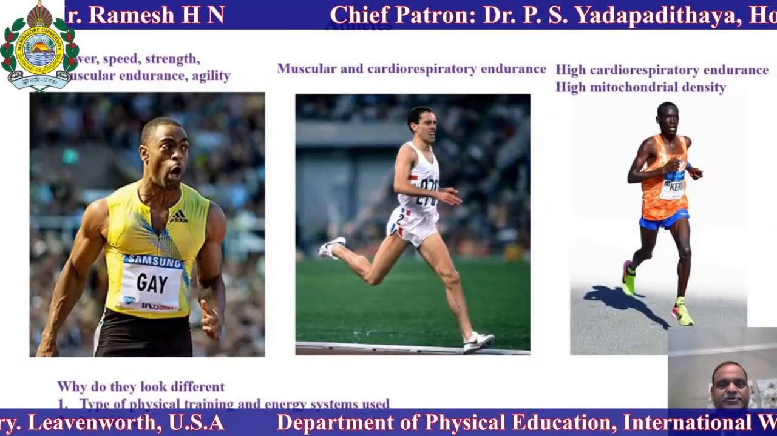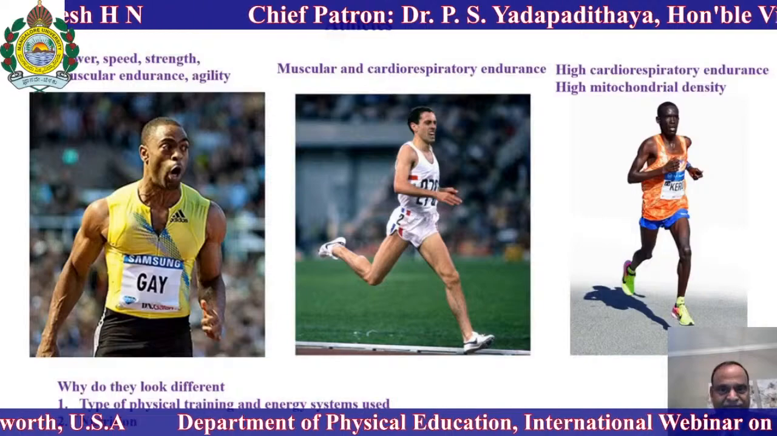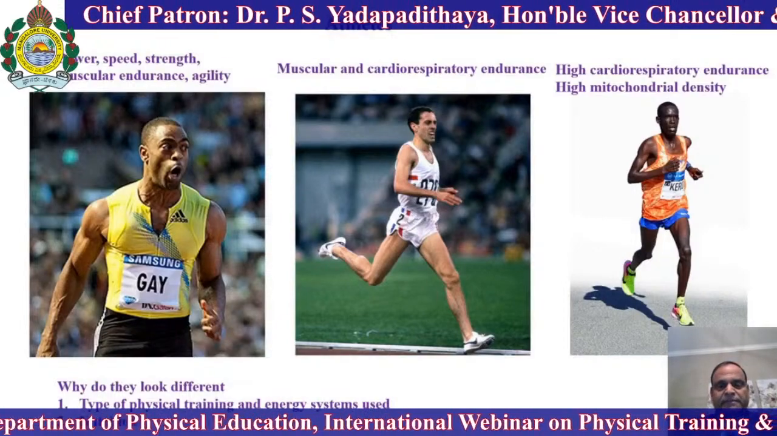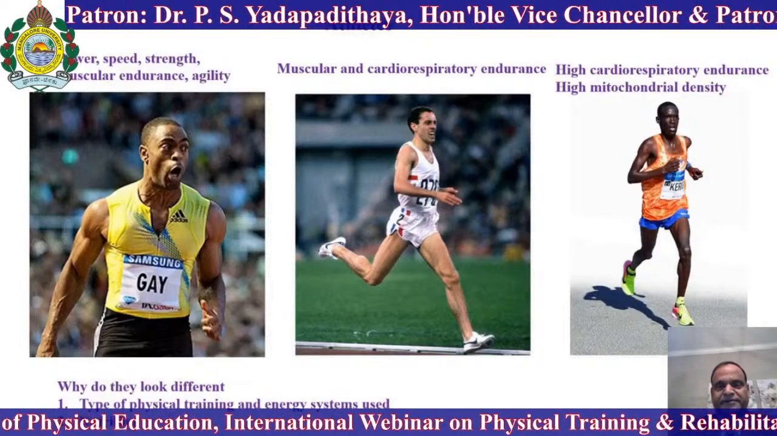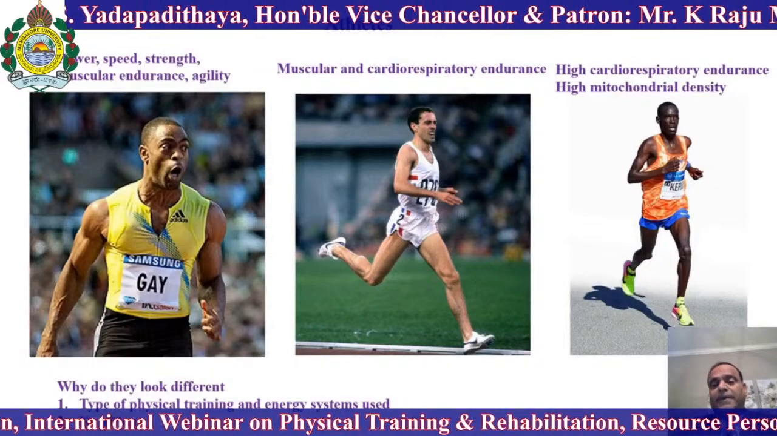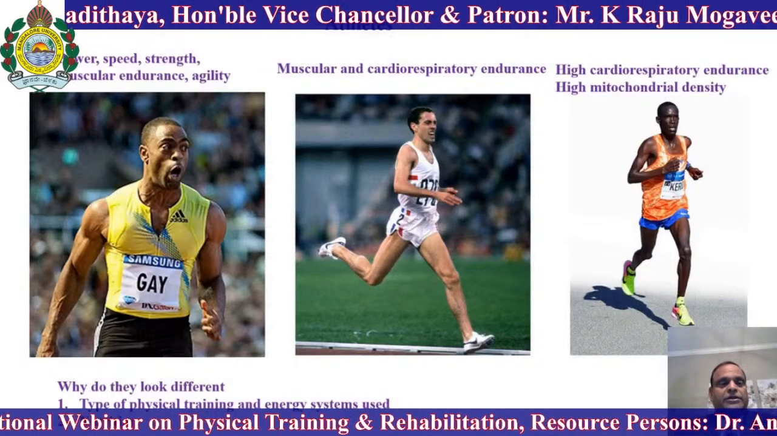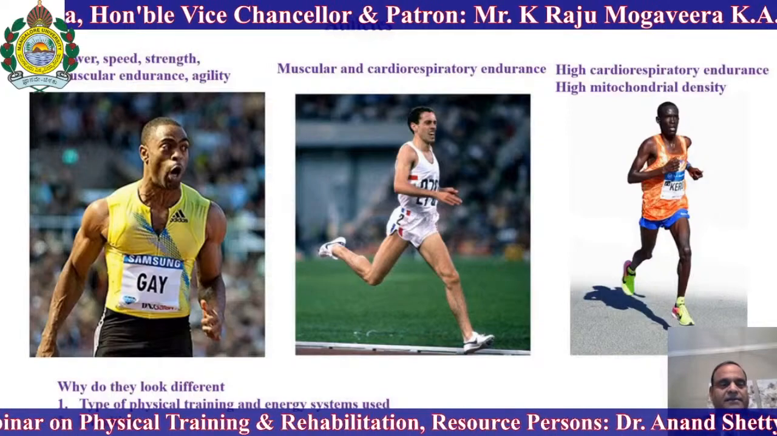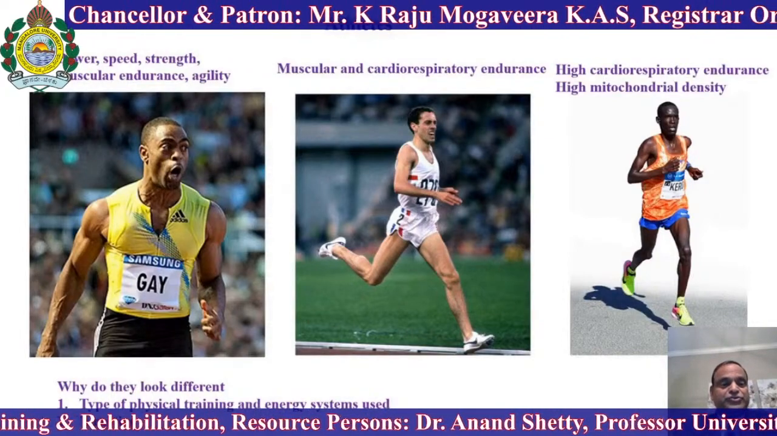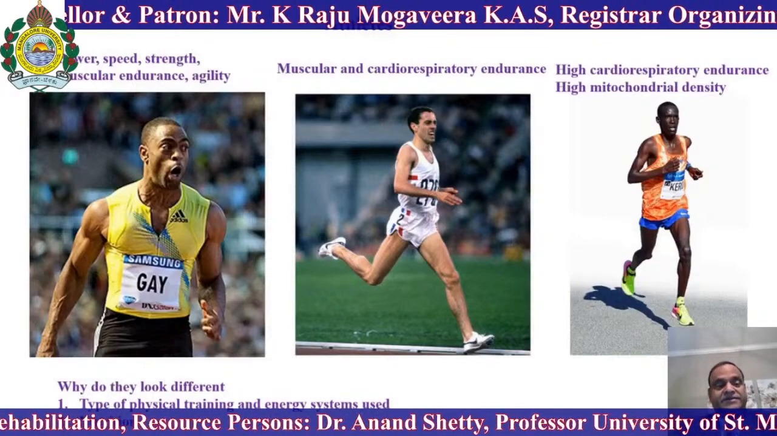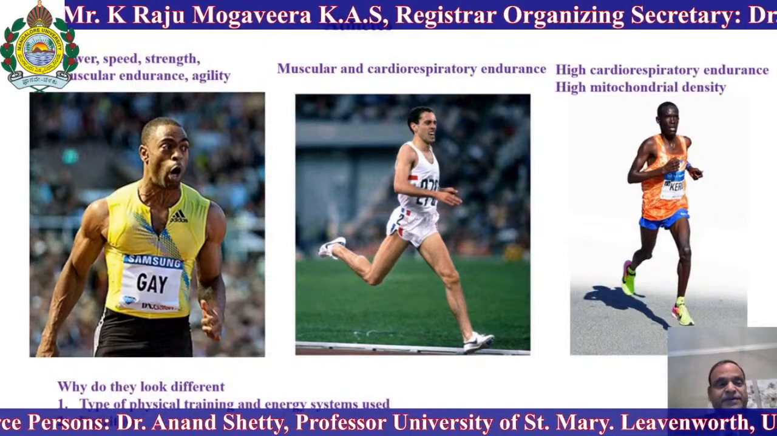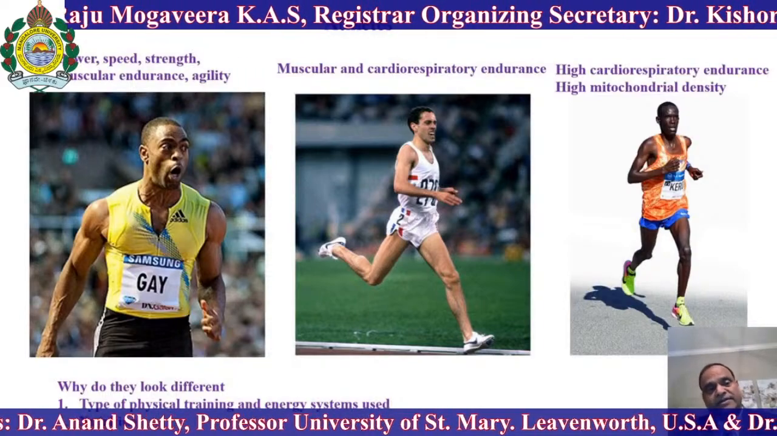In this slide, you are going to see 3 different types of athletes. On your left is the sprinter, in the middle it's 1,500 meter runner, and on your right is a marathon runner. If you see their bodies, they have different morphology due to training and type of energy system as well as nutrition they are using for their activities of sprinting and marathon running.